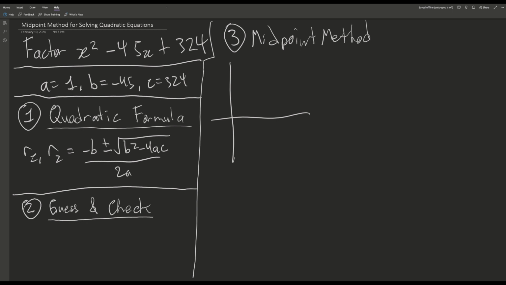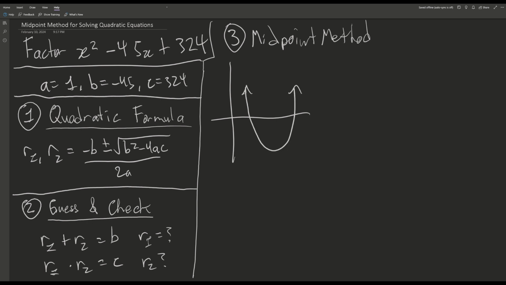If we were using guess and check, we'd say that root 1 plus root 2 is equal to b, root 1 times root 2 is equal to c, and we just guess a whole bunch of r1s and r2s such that we satisfy both equations. Our third method is the midpoint method. To understand the midpoint method, we first need a graph.